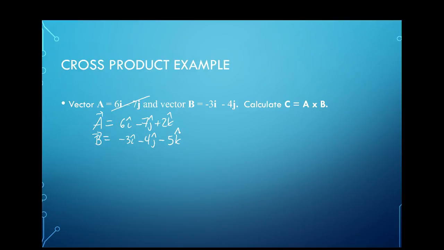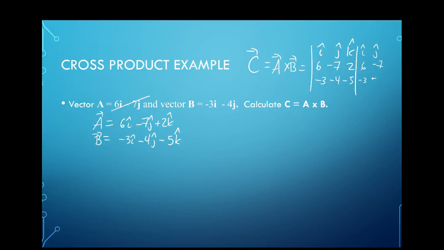We want to calculate vector C, which is A cross B. Okay, so we set up our matrix here. C is A cross B, which is equal to, we put i hat, j hat, k hat, and then our components, 6, negative 7, 2, negative 3, negative 4, negative 5. Now the other trick to do this is to rewrite the first 2 columns and then to do this weird multiplying down the columns or diagonals thing, but I'm not going to do that right now. Okay, we're going to stick with our evaluating.